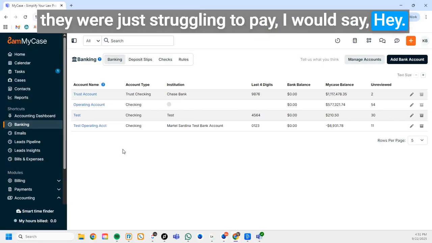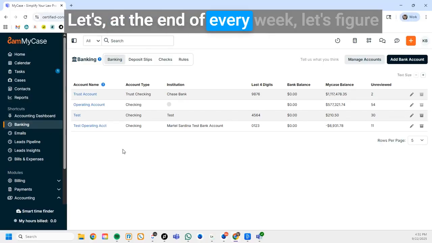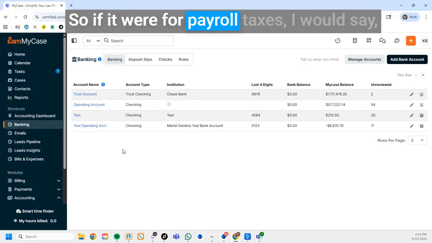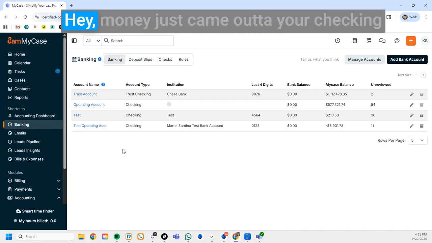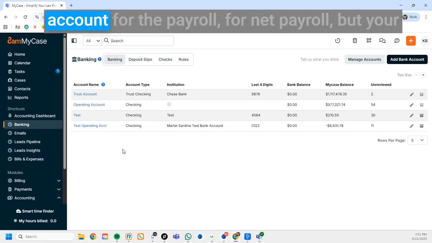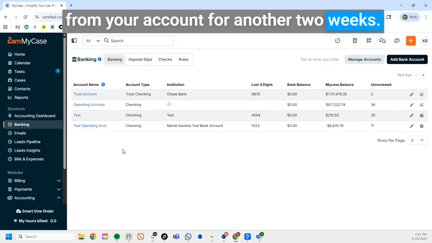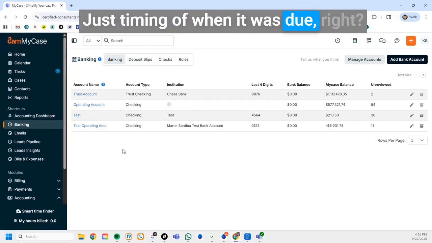I would say, hey, at the end of every week, let's figure out how much money you need to put away. So if it were for payroll taxes, I would say, hey, money just came out of your checking account for net payroll, but your payroll tax piece isn't going to be withdrawn from your account for another 2 weeks, just timing of when it was due, right?